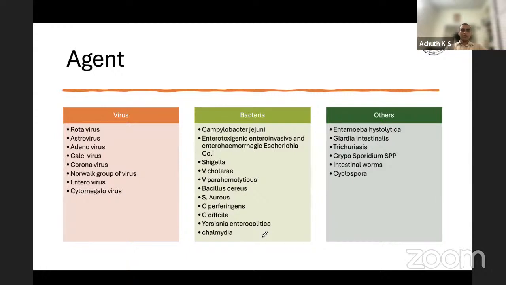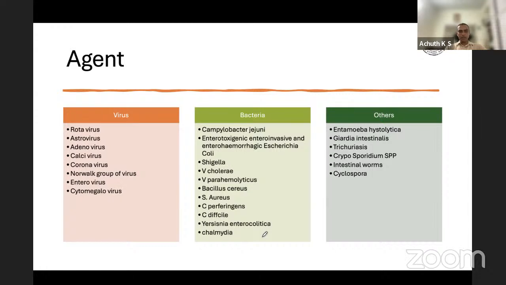Agents are of three types. We can classify into three types: virus, bacteria, and others. Others include parasites and other worms, etc. Virus, the most common is rotavirus, and the other viruses which are listed are very rare. Enterovirus might cause some, but rotavirus is the most common one. Rotavirus, astrovirus, adeno, calci, corona, Norwalk group of virus, enterovirus, and cytomegaloviruses. These are the most important ones.